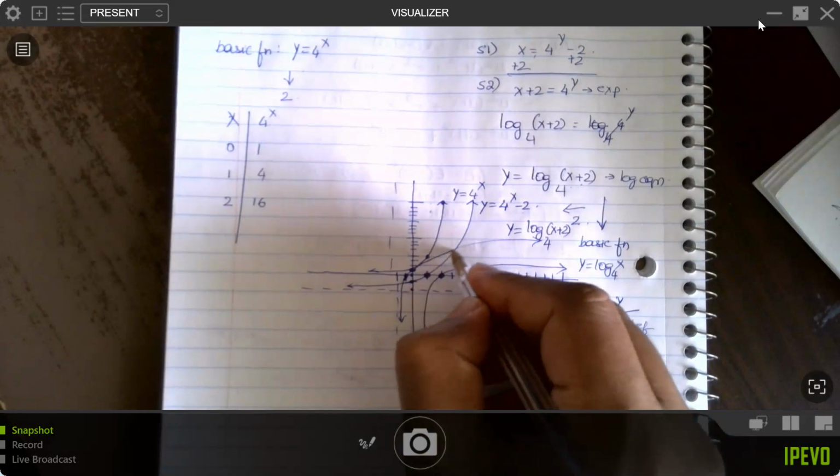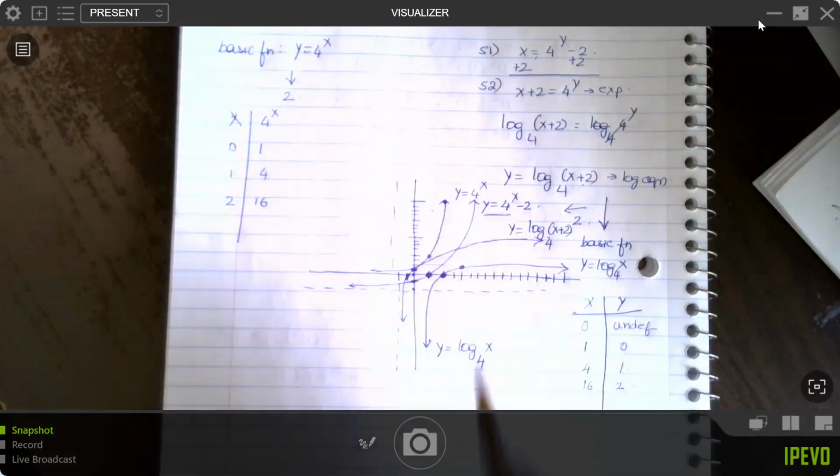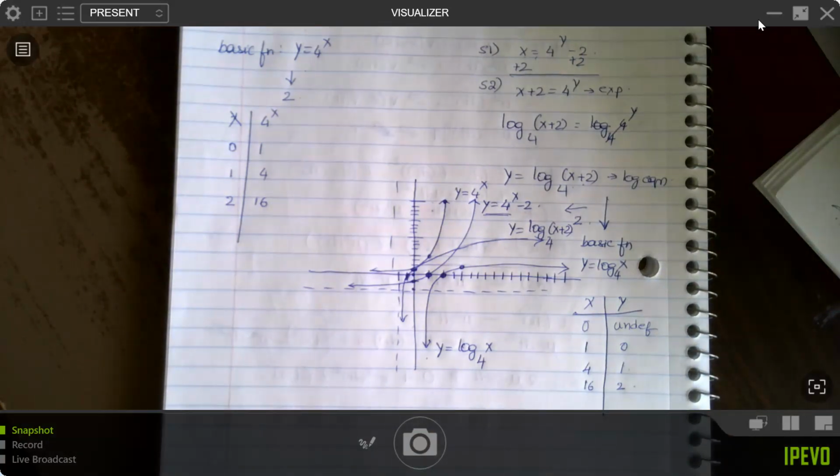So this is your log function after transformation, and this is your exponential function after the transformation. I hope this is clear.